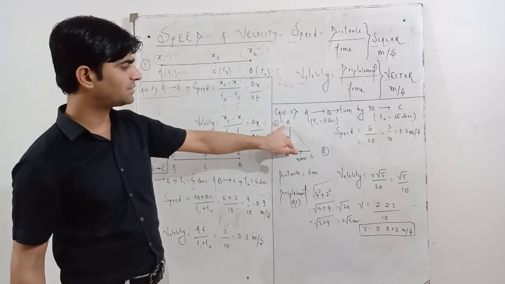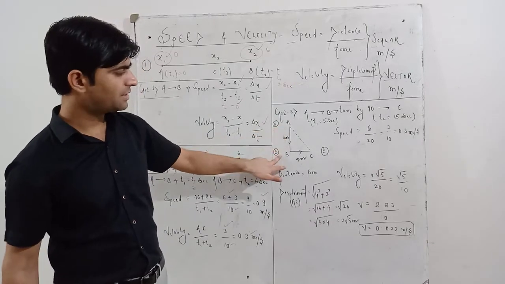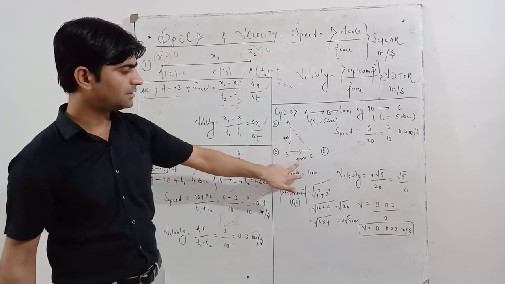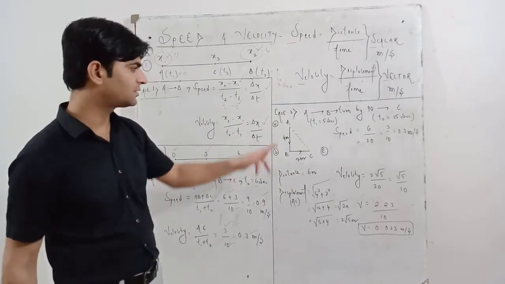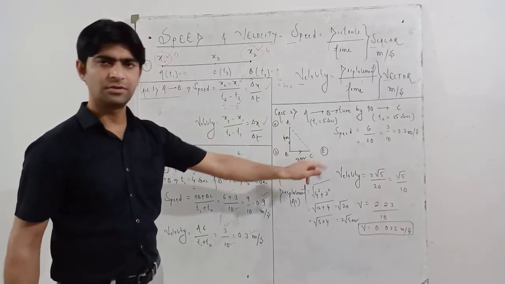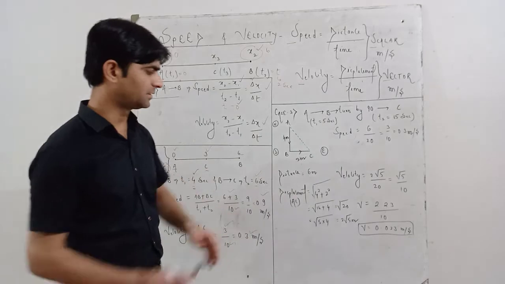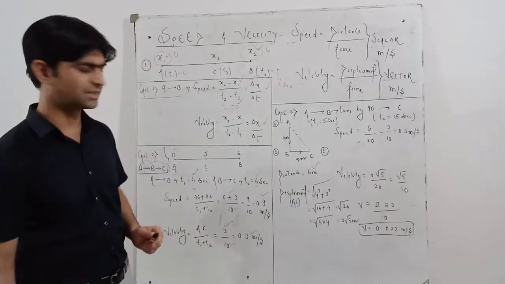Okay, so initial point is A, final point is C. We traveled from A to B and we turned from B to C. This is 4 meter, this is 2 meter. So distance, I think there is no doubt in distance. The distance traveled is 4 plus 2, 6 meter.